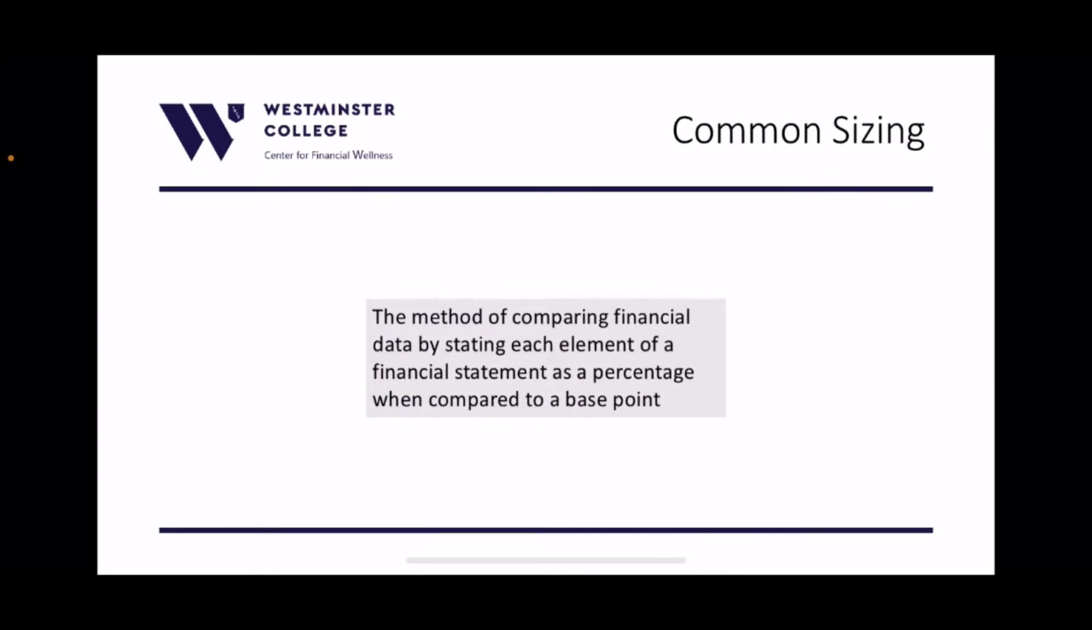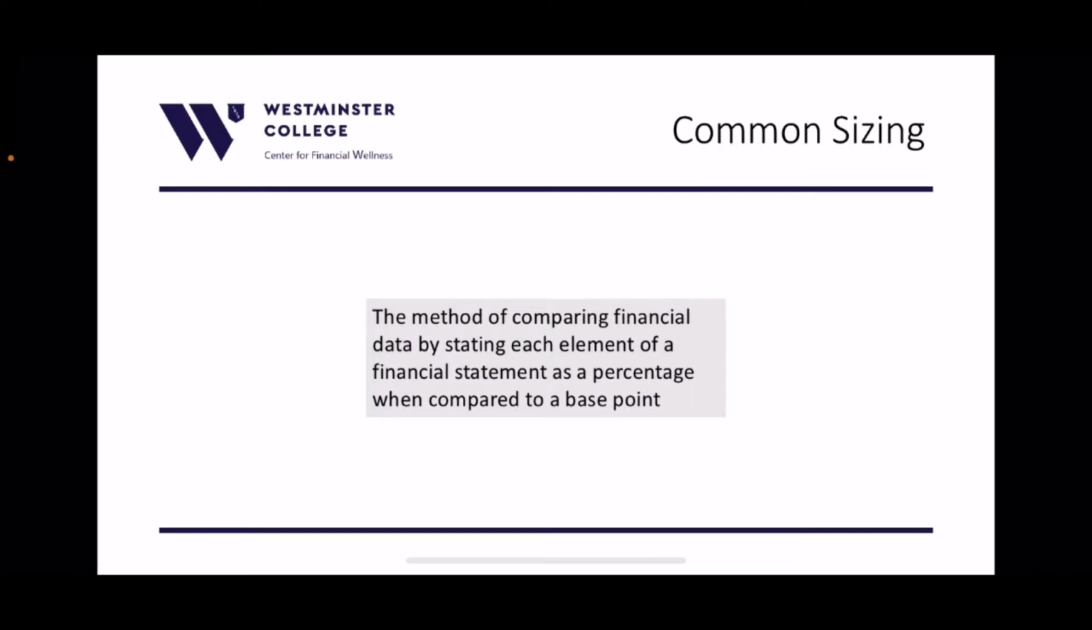So plainly put, the definition for common sizing is the method of comparing financial data by stating each element of a financial statement as a percentage when compared to a base point. And what this really means is that when we're looking at comparing our company to another company, for example, we might in our own company have around $800,000 in revenue, and we want to compare ourselves to a company with $8 million in revenue. Well, of course, we would expect the company with more revenue to also have more net income. And so when we're looking at comparing these two companies, it might be more like comparing apples to oranges when we're looking at certain variables.